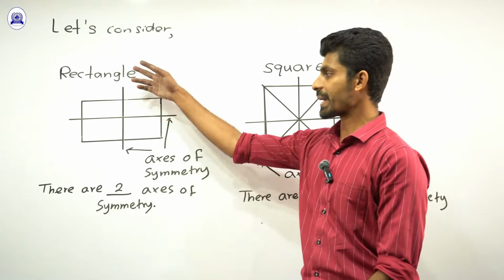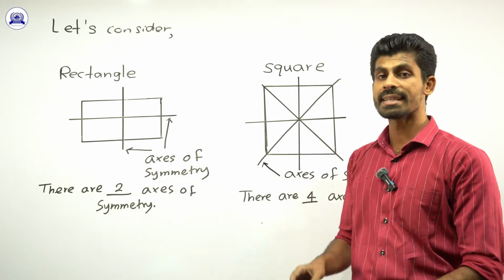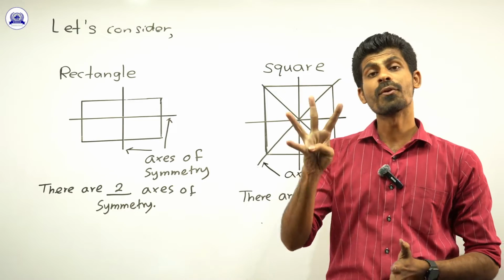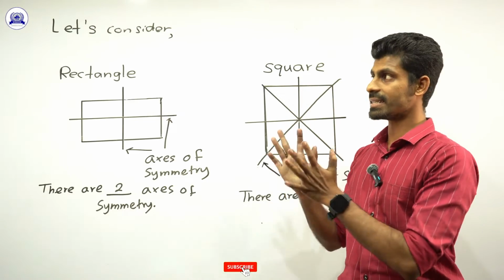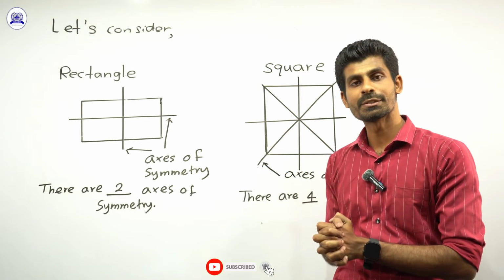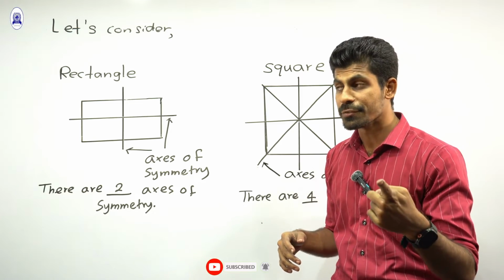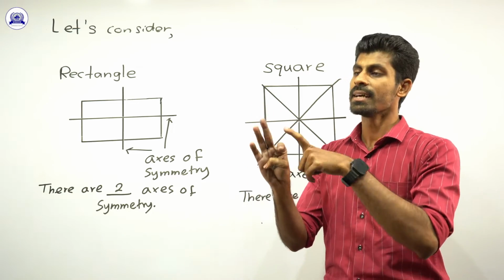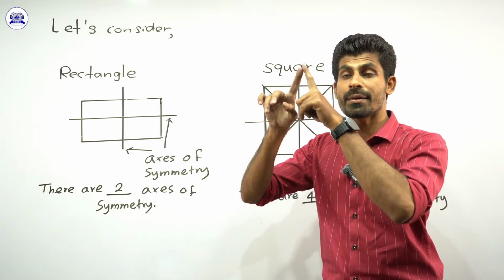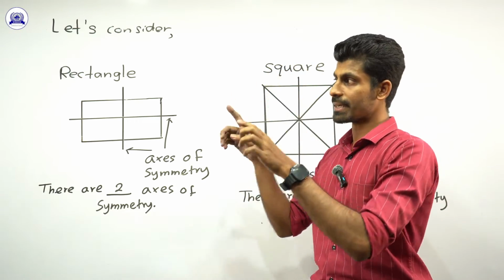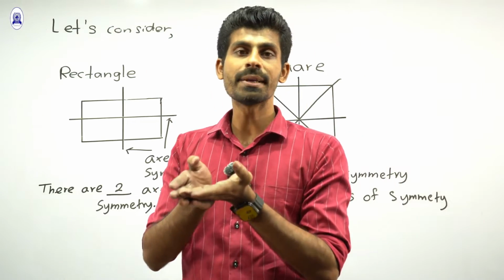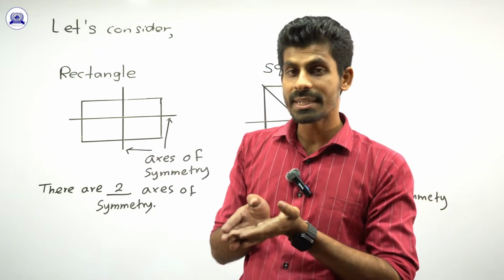For the rectangle, how many axes are there? Two axes. For the square, four axes. I think now this one is very clear to you. Let's try to figure out how many axes of symmetry there are for the equilateral triangle. Equilateral triangle means all sides are equal.